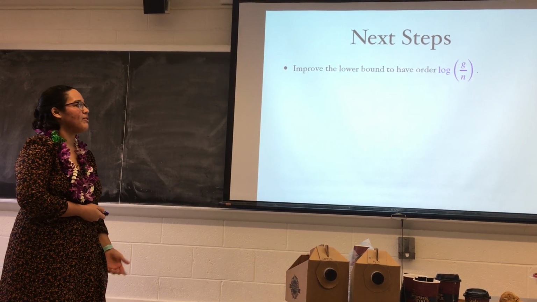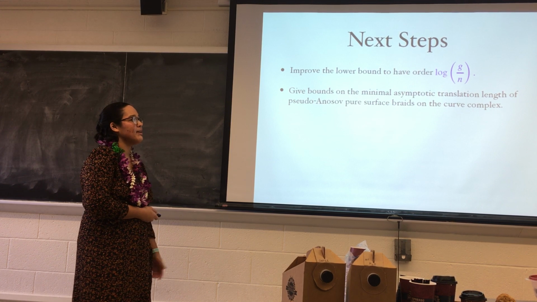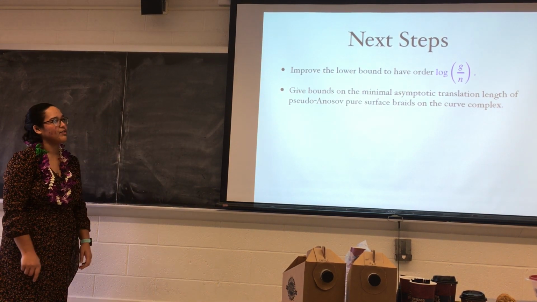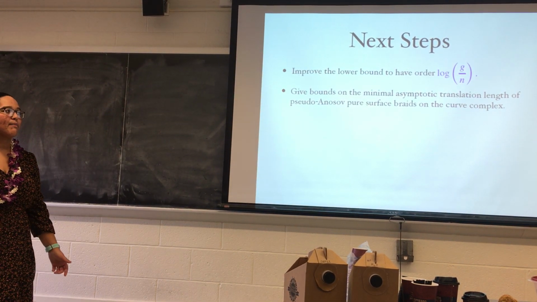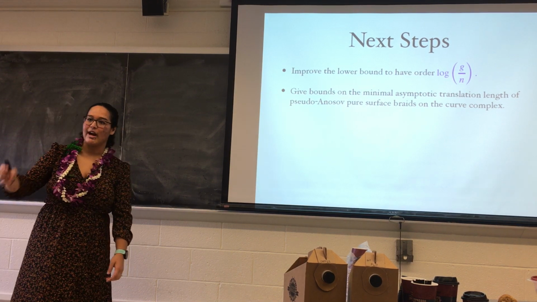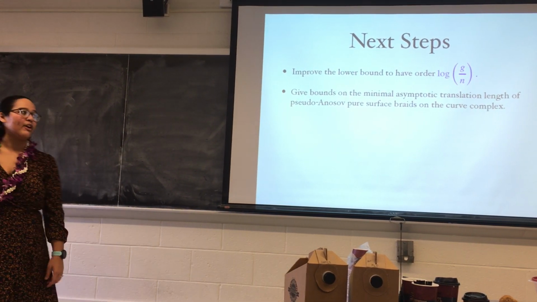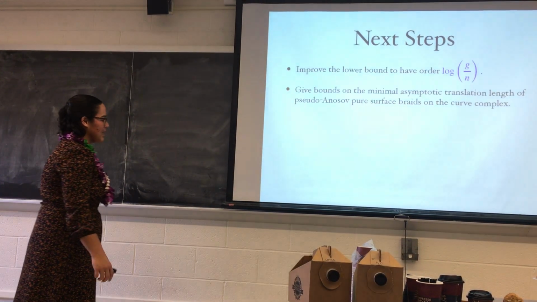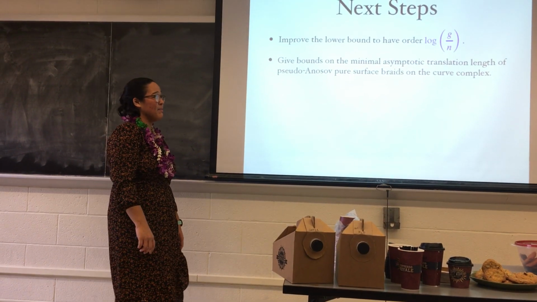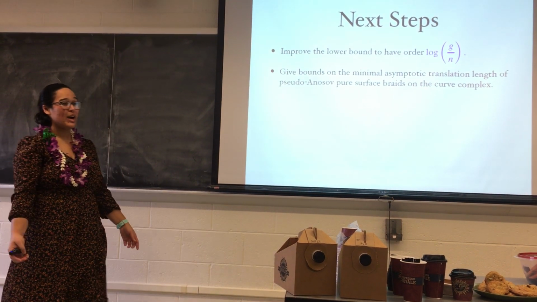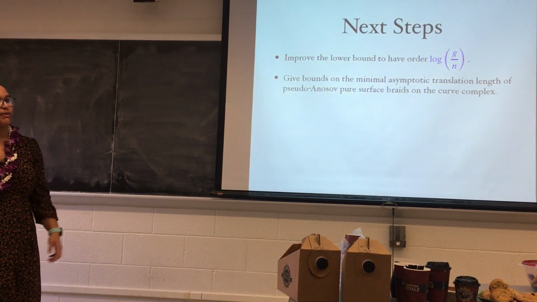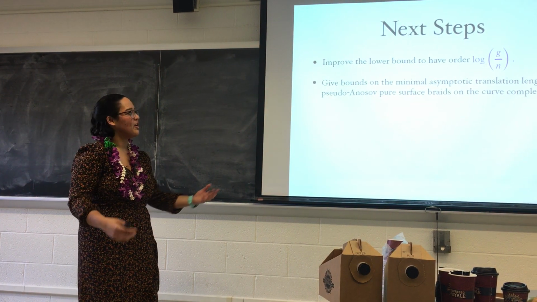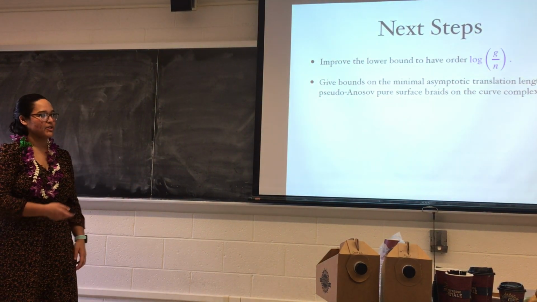Another step in this direction would be to look at the minimal asymptotic translation length of pseudo-Anosovs of pure surface braids on the curve complex. Ballard Strenner asked me a while ago if I had thought about this. There's a paper that does this in the case of 1 and 2 stranded braids, and they show that the minimal asymptotic translation length is 1, but there are some holes in that paper, but Ballard thinks that maybe that's a reasonable direction to go, so that could be something interesting to think about.